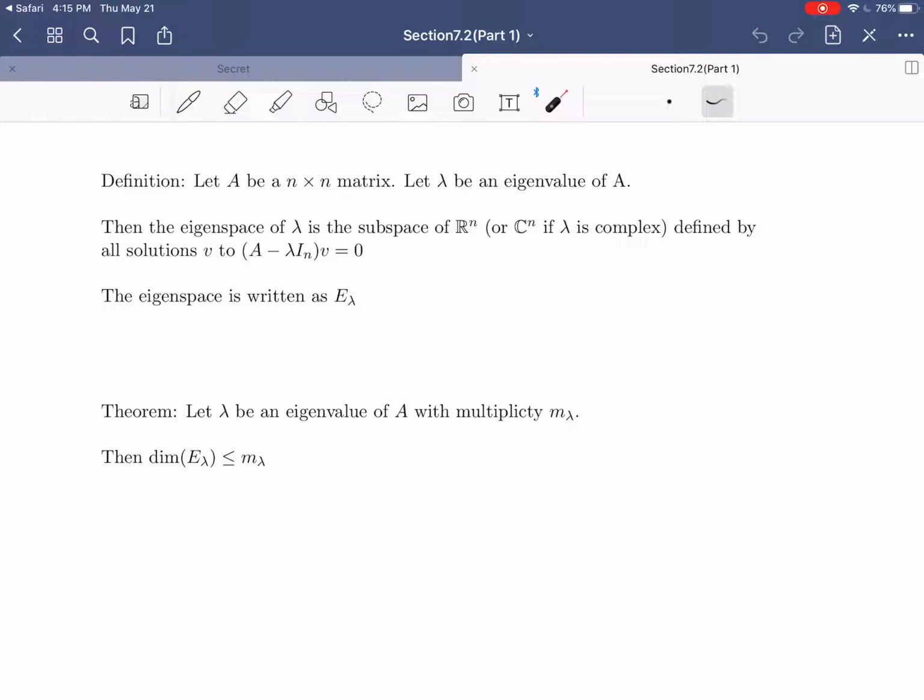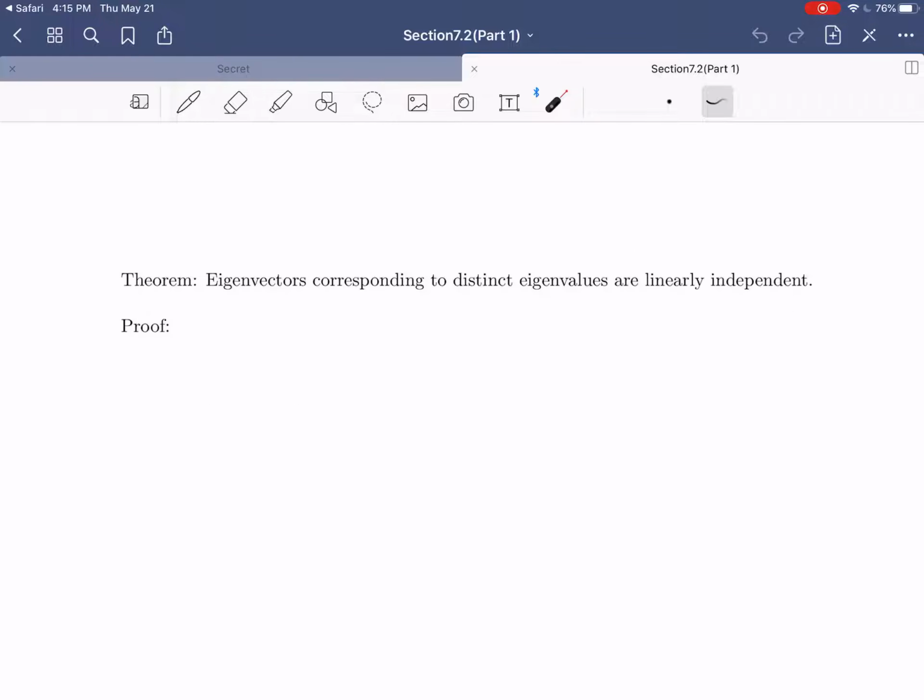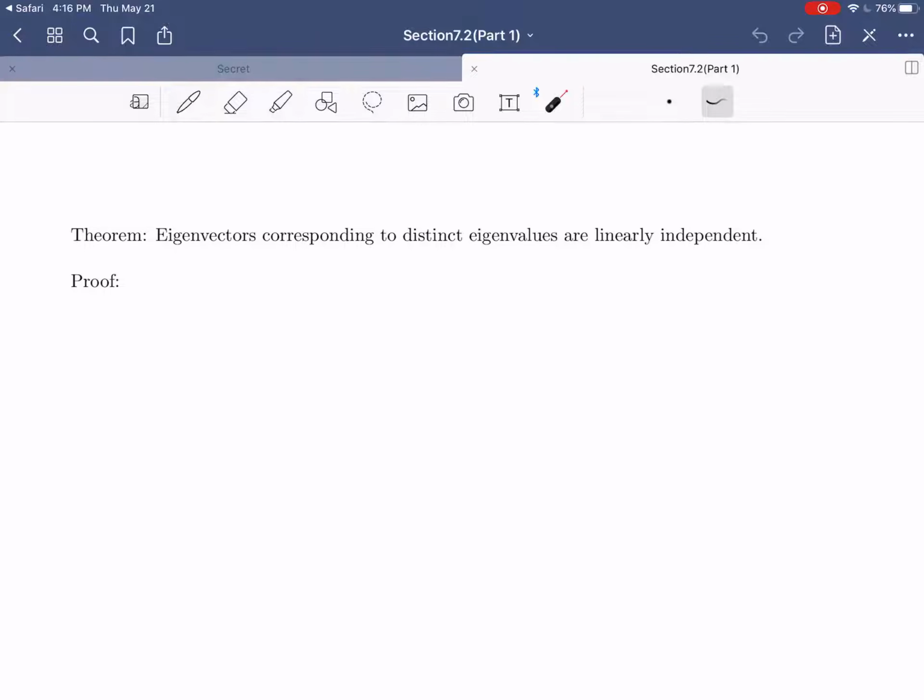All right. Now we have a theorem that we are going to go ahead and prove because it is a pretty interesting and very important one. So for this theorem, we're going to say that eigenvectors corresponding to distinct eigenvalues are linearly independent. Now, this is a really interesting theorem. What this is basically saying is if you have an eigenvector for one eigenvalue and you take an eigenvector for a different eigenvalue, it is guaranteed that those two eigenvectors are going to be linearly independent.